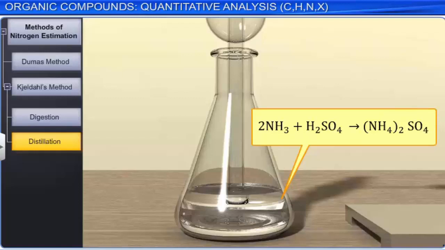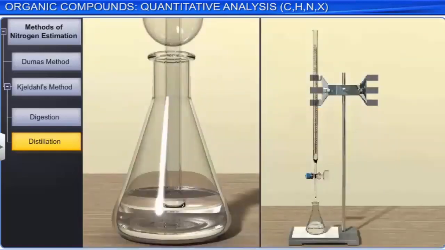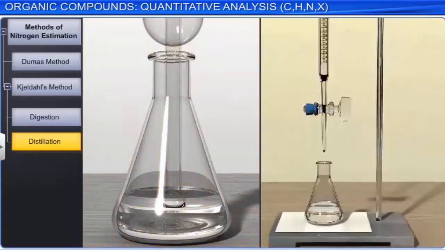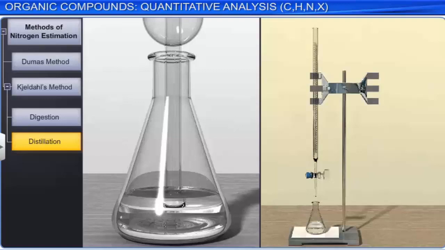It is done by estimating the unreacted sulfuric acid left after the absorption of ammonia by titrating it with standard alkali solution. The difference between the initial amount of acid taken and that left after the reaction gives the amount of acid reacted with ammonia.